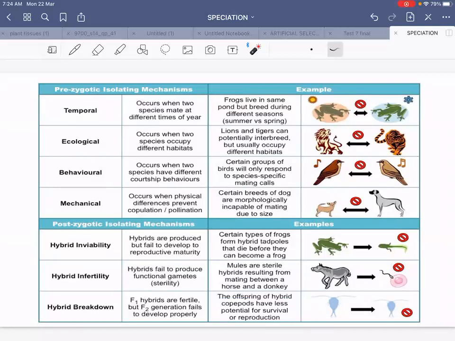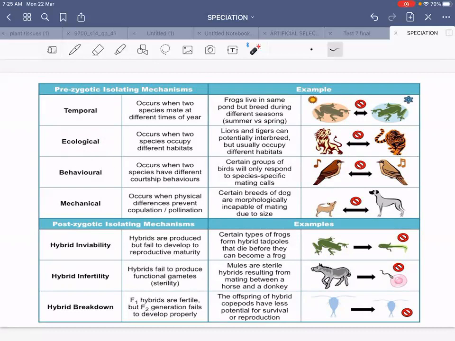ठीक है? Ecological isolation might be कि ऐसी isolation जो कि जिसका cause ecological हो, which means it can occur when two species occupy different habitats. ठीक है? Lions and tigers can potentially interbreed, but they usually occupy different habitats. So that's what makes them isolated genetically.